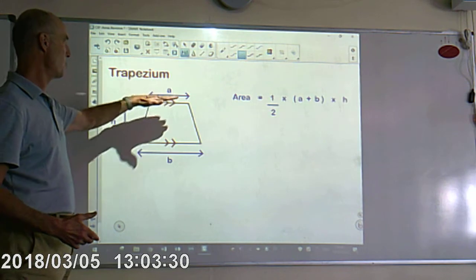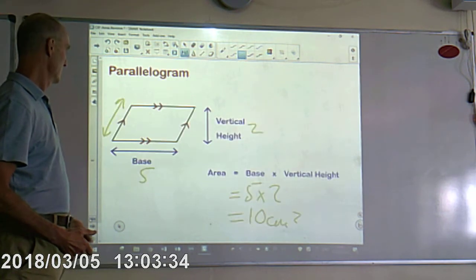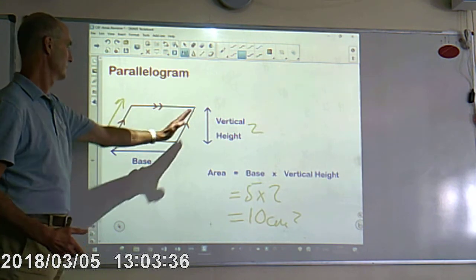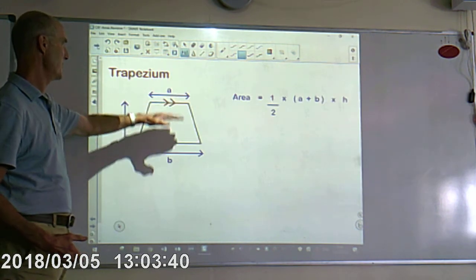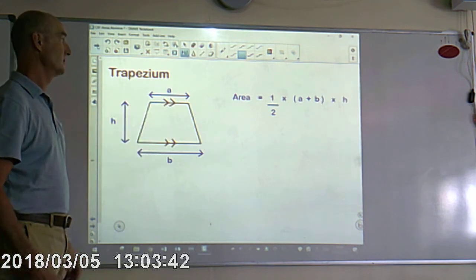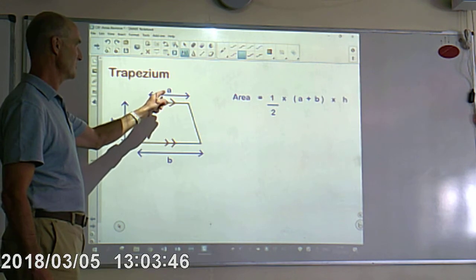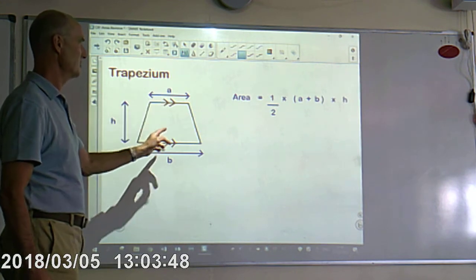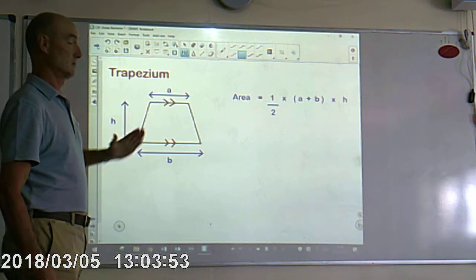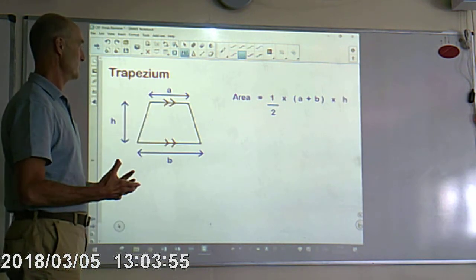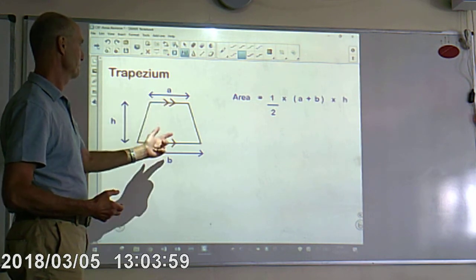Trapezium only has one pair of parallel sides. Parallelogram, that's 2 pairs of parallel sides. The trapezium only has one pair of parallel sides. And that's really important, because it's the lengths of those parallel sides that go into our formula. Traditionally in the textbooks, those parallel sides are labelled A and B.